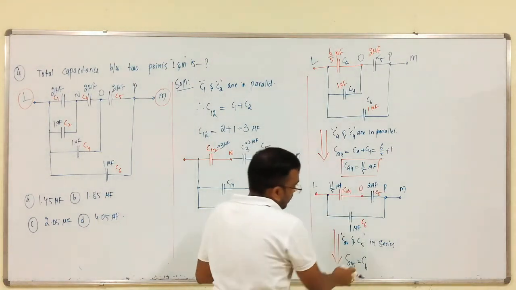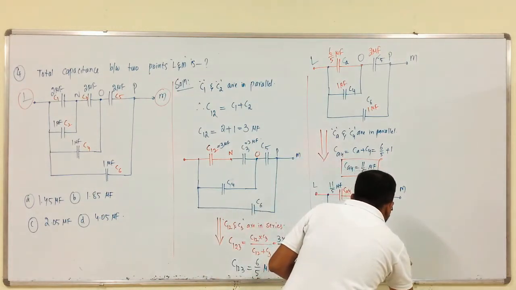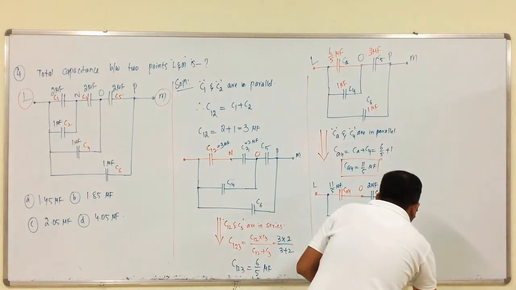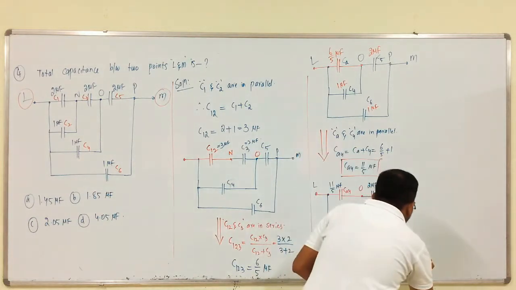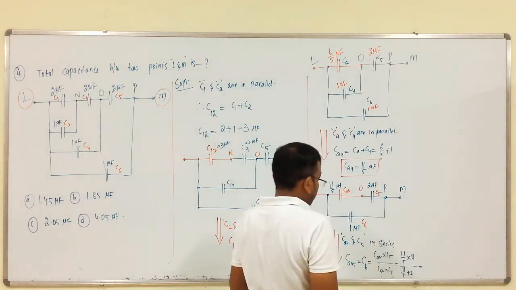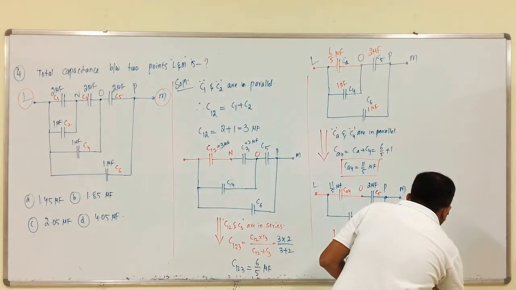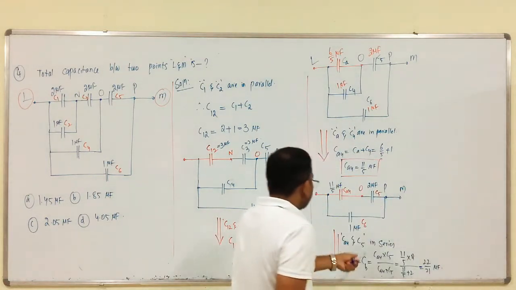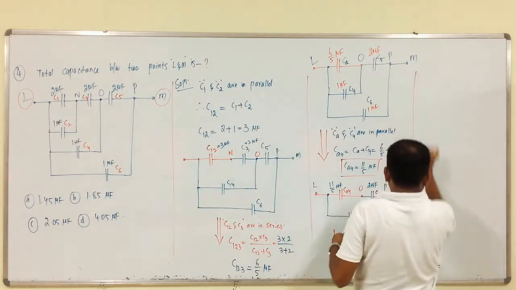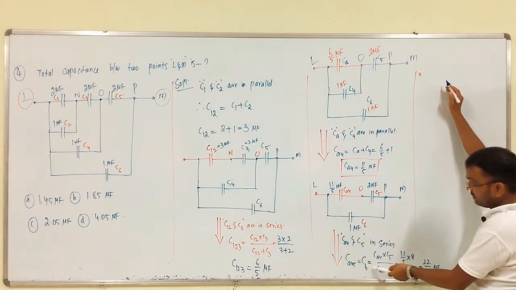Now, it could be notated as Cb, which is equal to Ca4 into C5 by Ca4 plus C5. What is the value of Ca4? 11 by 5 into, what is the value of C5? 2, by 11 by 5 plus 2, which is equal to 22 by 21 microfarad. This is Cb, that is equal to Ca45. Then the circuit becomes this is L, the whole combination is nothing but Cb.